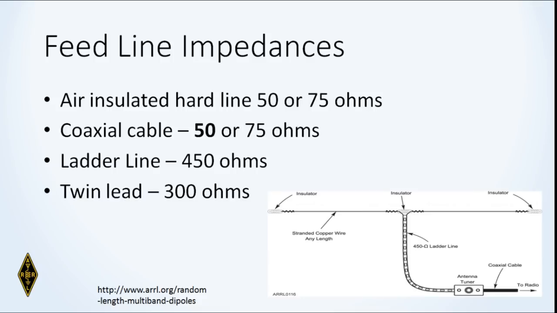Coaxial cable, you can get 50 ohm or 75 ohm coaxial cable. That's the most popular for amateur radio operators. It's very convenient to use. You don't have to take any special steps. You can lie it on the ground or it can be up in the air. Ladder line and twin lead.